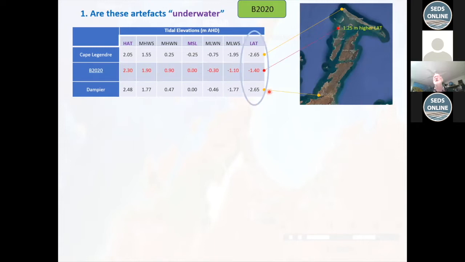The thing I'm going to put in the middle is this site at B2020 between those two small islands. I'm just going to highlight lowest astronomical tide for a moment. It's given by B2020 in their paper. They assert that LAT is 1.25 meters higher than the lowest astronomical tide to the north or the south. So this means that oceanographically, their interpretation requires a bulge in the water here at low tide of 1.5 meters. That's quite oceanographically challenging.